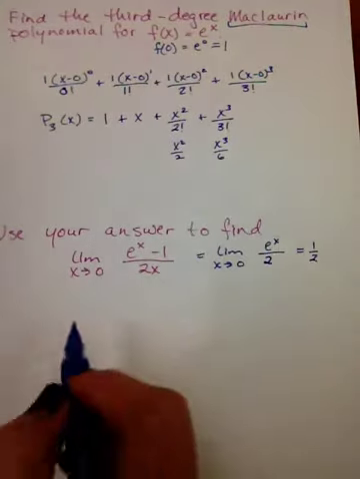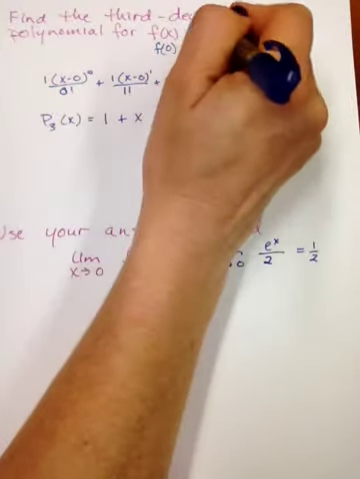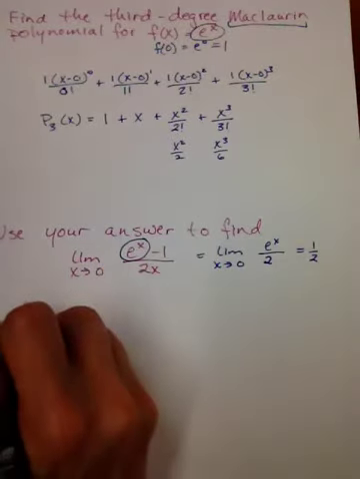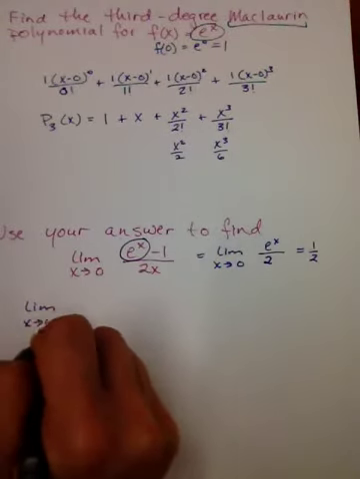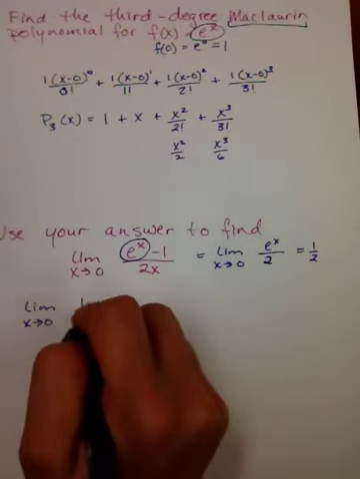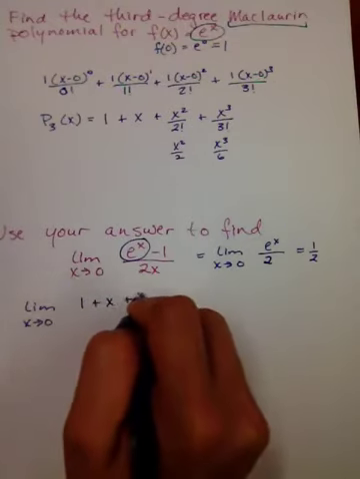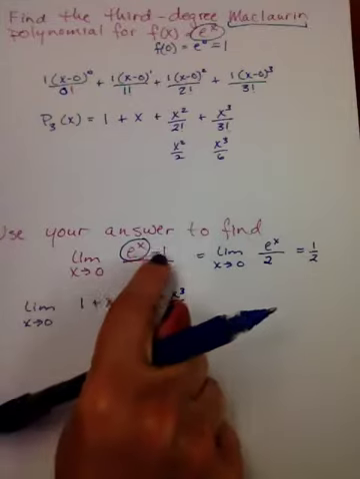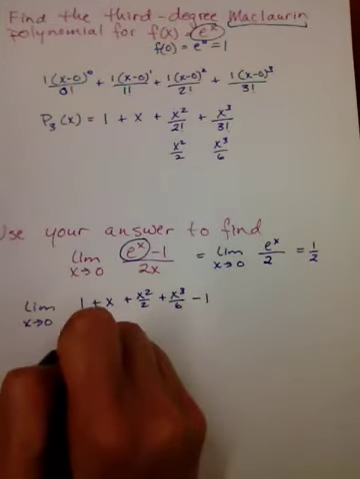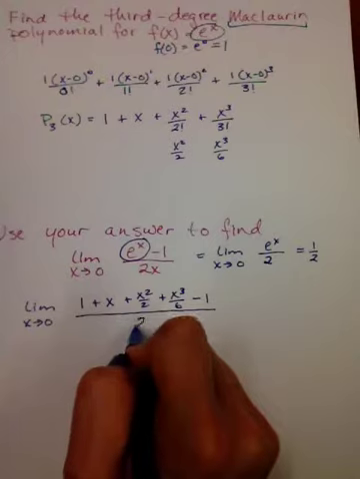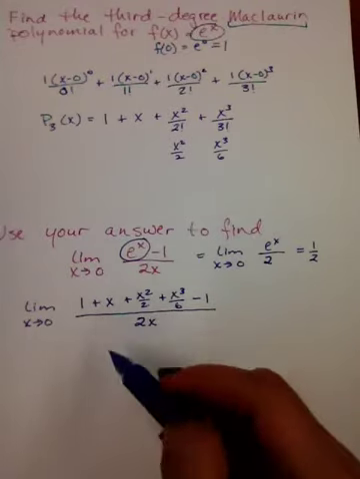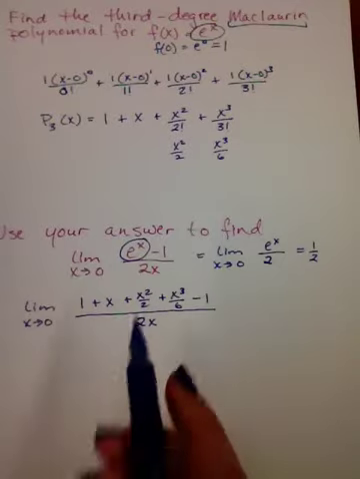So we're going to use the answer, and my polynomial was for e to the x. So I'm going to take this polynomial and substitute it for e to the x. So this will be the limit as x approaches 0. My e to the x was 1 plus x plus x squared over 2 plus x cubed over 6. That's for my e to the x. Now I'm going to subtract 1 and then divide by 2x. So what you want to do is actually take this limit now, and if you do, you still get 0 over 0. But I can simplify a little bit here.